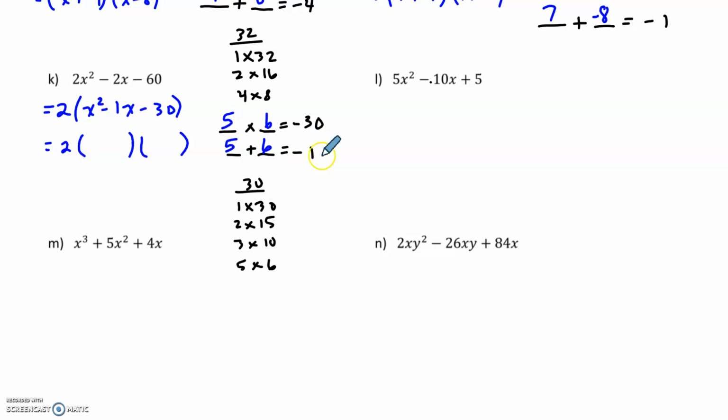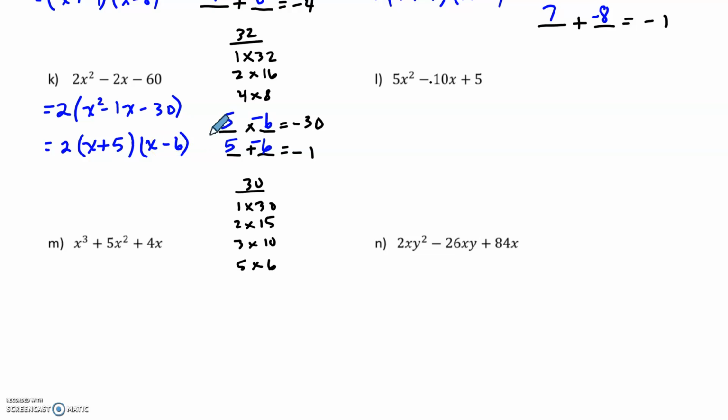Okay, and I need my B value to be negative, so the larger number has to be negative. Same up here. 5 times negative 6 gives me negative 30. 5 plus negative 6 gives me negative 1. So I know my factors are x plus 5 and x minus 6.